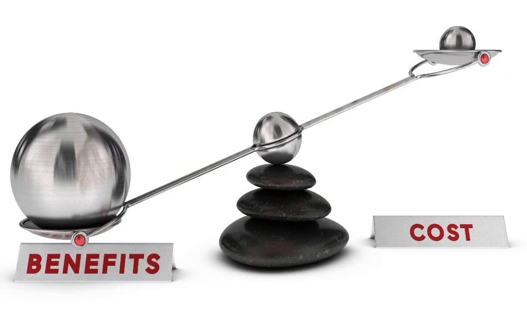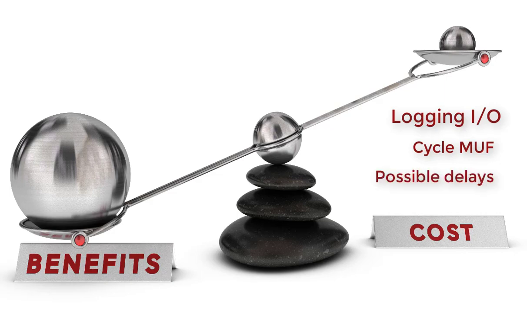You need to know that there are some costs related to running Block Size Alter. For example, each row movement is logged, so there will be some I/O there. The parameters to enable Block Size Alter are startup parameters, so you'll need to cycle your MUF to get started. And depending on what else is running, you may need to plan for some delays in processing.